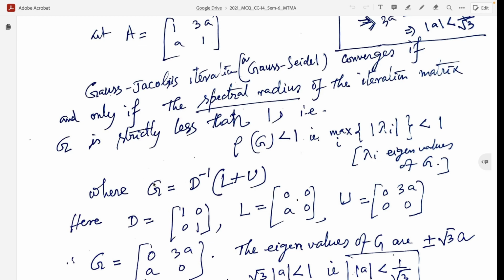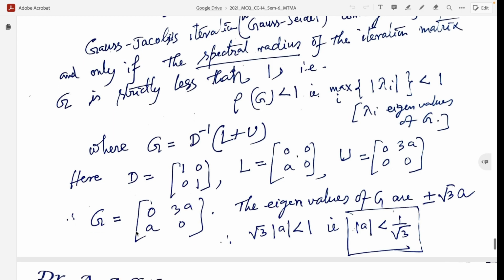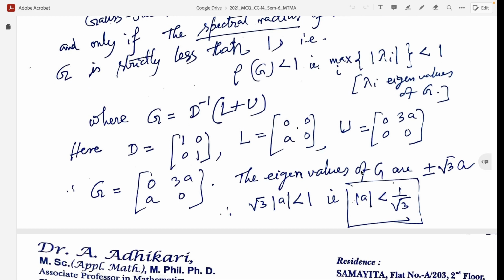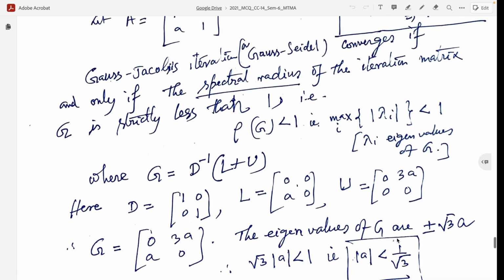Here the iteration matrix G equals D inverse times (L plus U), where D inverse equals 1, 0, 0, 1, and L equals 0, 0, a, 0, the lower triangular matrix, and U is the upper triangular matrix. From this, G equals 0, 3a, a, 0, and the eigenvalues of G are plus minus root 3 a. So the spectral radius is less than 1, so root 3 modulus of a is less than 1, that is, modulus a is less than 1 by root 3.